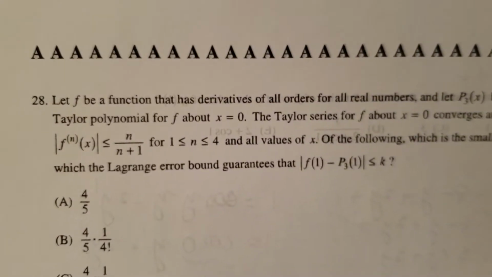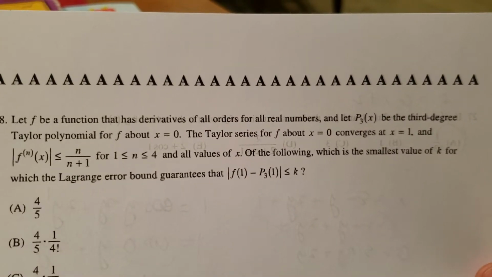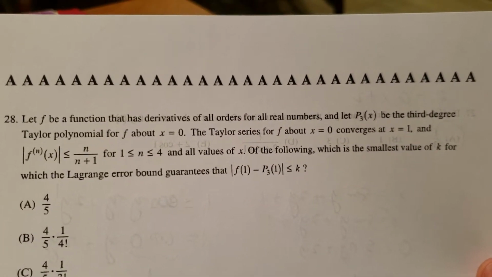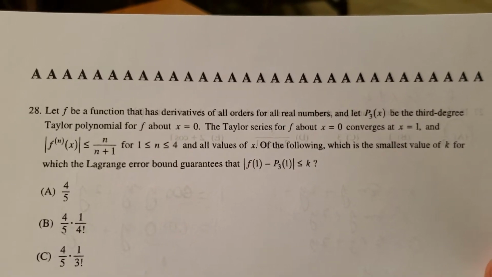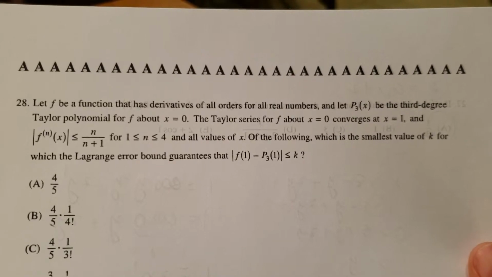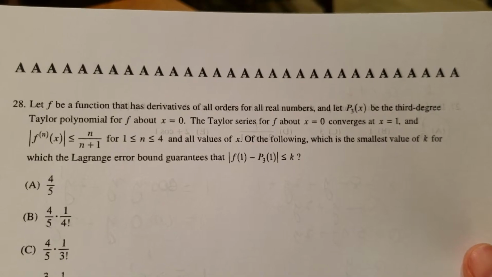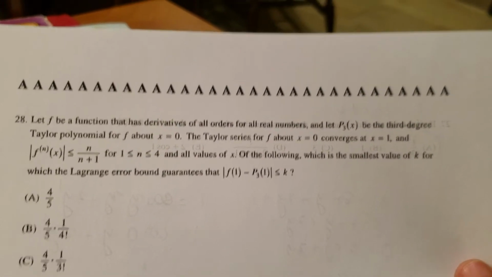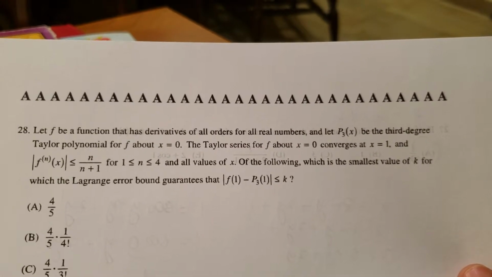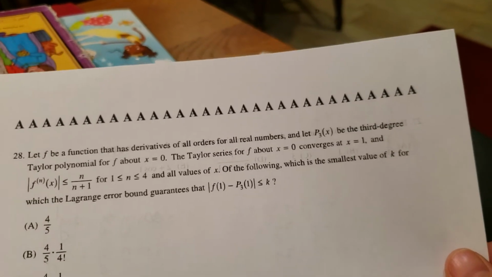Let's see. Let f be the function, blah, blah, blah. Let P sub 3 be the third degree Taylor polynomial. Okay. So I want to find the smallest possible error in this case, when the third degree Taylor polynomial is used to approximate some function f. Okay, well, so then I have to know what the error is, right?